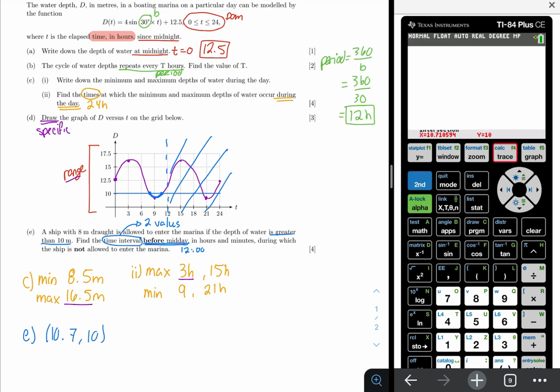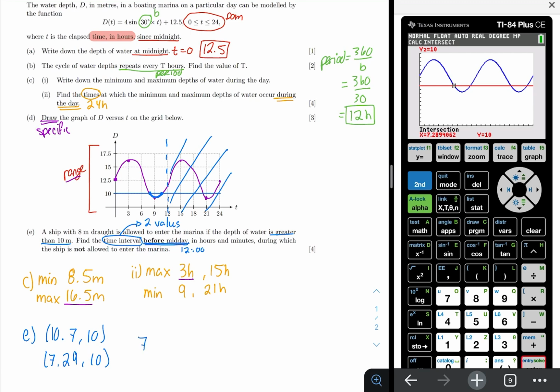And then I repeat the same process again for the second intersection point. And this time I move my cursor so I'm closer to the other point that I want. And that's 7.29 and 10. So the time interval when the boat is not allowed to come in would be from 7.29 and then from 10.7.